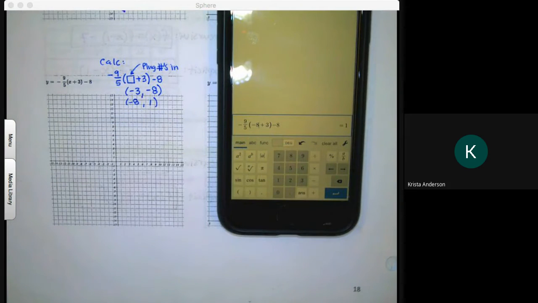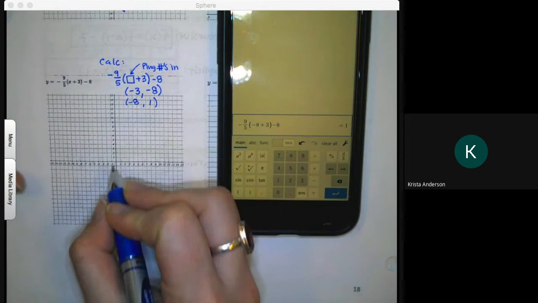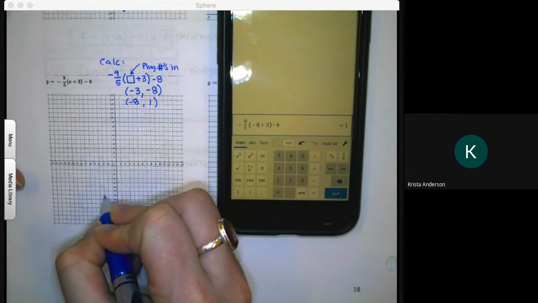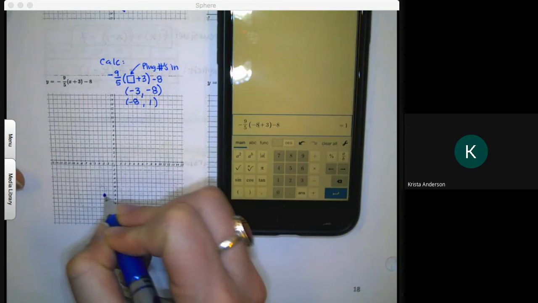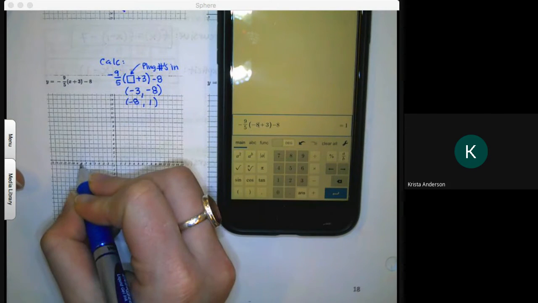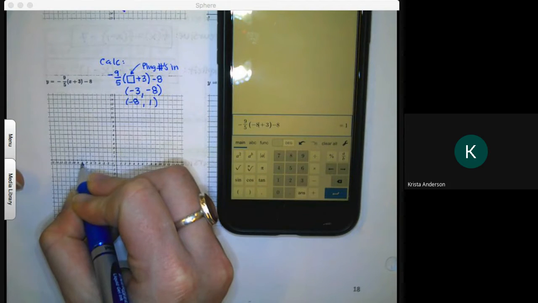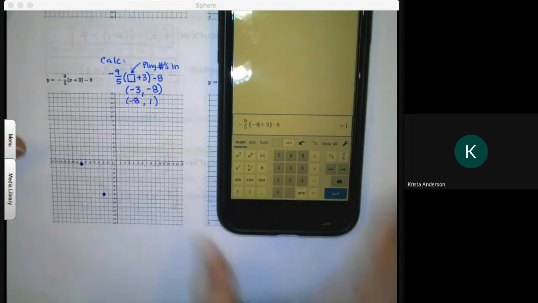I was clicking kind of fast, if that makes sense. I was going until I found whole numbers. -3 down 8. -8 down 1. And it should be a line.